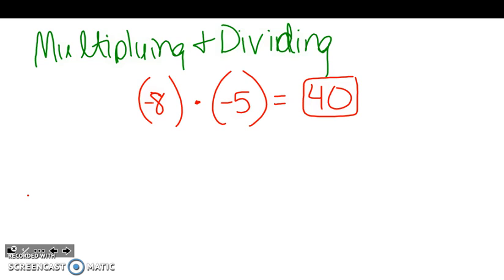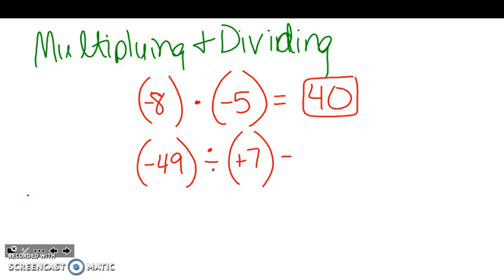All right, if I have negative 49 divided by a positive 7, since one's negative and one's positive, I know my answer is going to be negative. So I can go ahead and put that negative sign there. Then all I have to worry about is what is 49 divided by 7. And hopefully you know that 49 divided by 7 is 7.